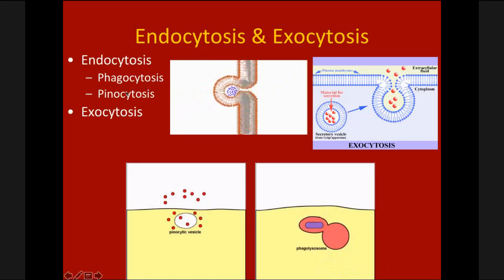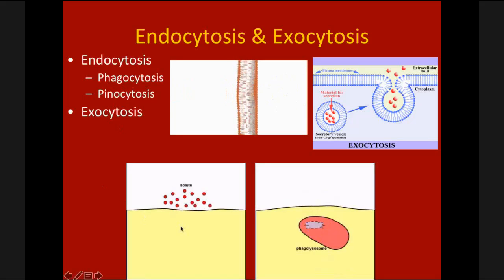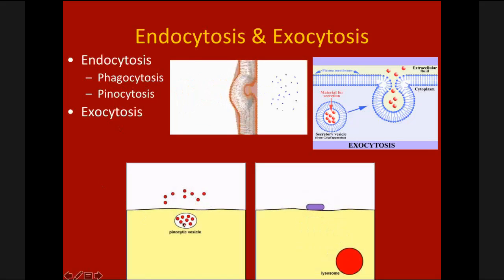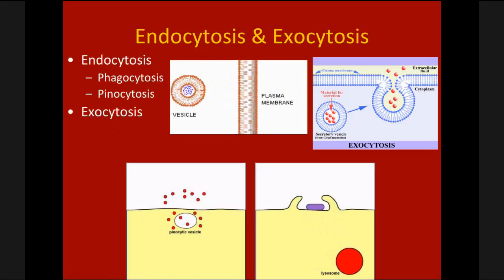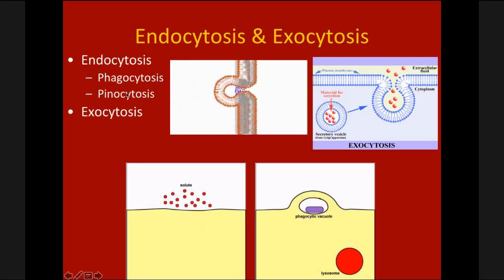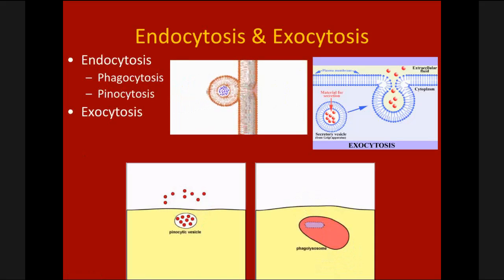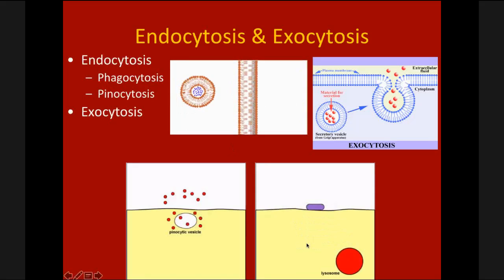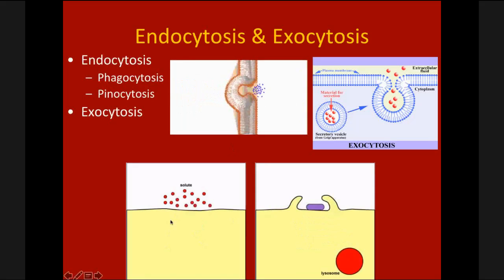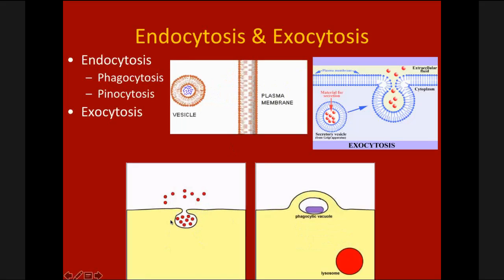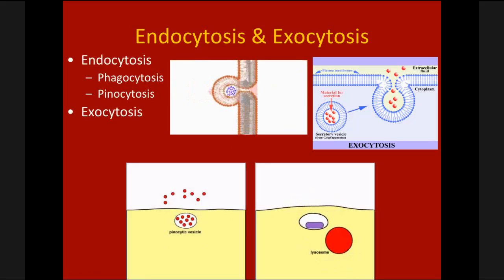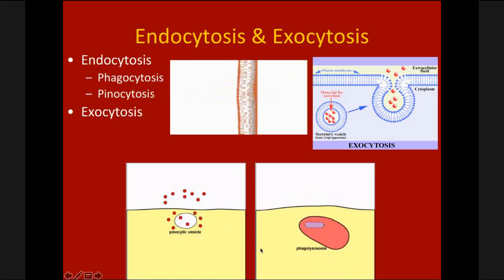Pinocytosis is also bringing something into your cell, right? But in this case, it's a solution. It's a mixture of solute and solvent, right? So it's oftentimes described as cellular drinking, right? Because you're bringing in a solution, you're bringing in a liquid, right? So phagocytosis bringing in a solid, pinocytosis bringing in a solution or a liquid, both bringing into the cell. And again, important for unicellular organisms for eating and drinking.